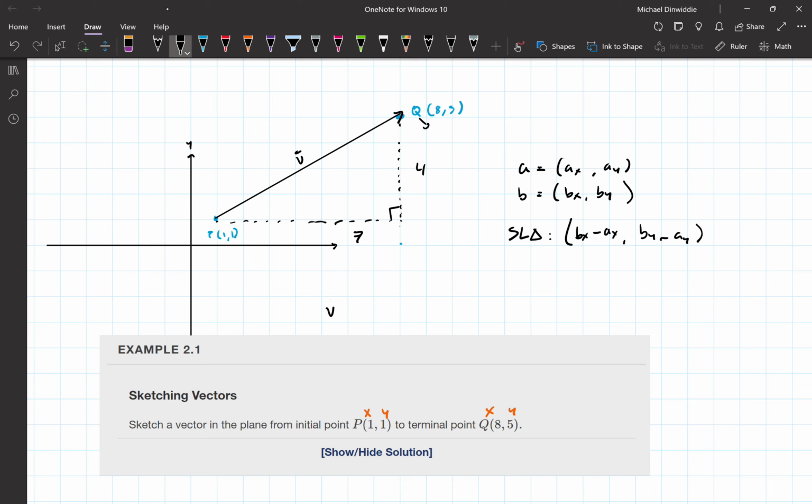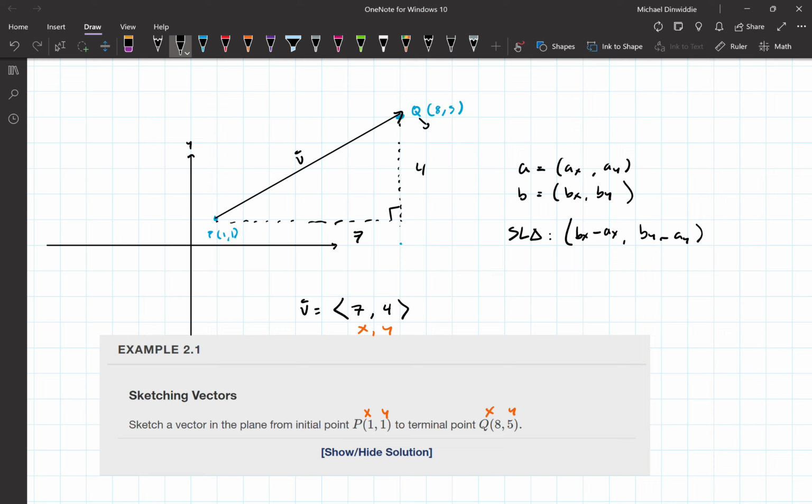So if we wanted to then write v in component form, we would say v is equal to, well, how far did we go in x? 7. How far did we go in y? 4. V is equal to 7, 4. And remember again, we have x, y. That's the format we always follow. Why? Because that's what points do, and we want to keep things simple.